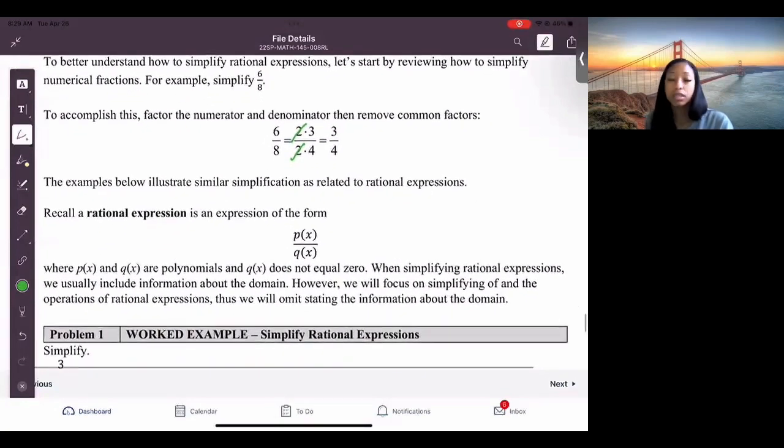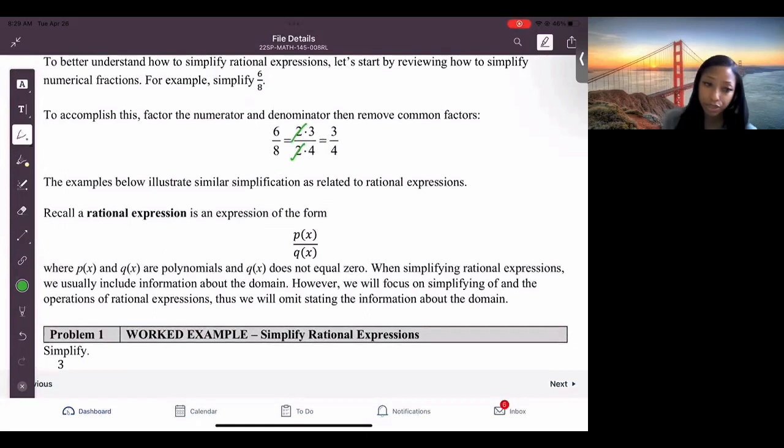Similarly, rational expressions are a polynomial divided by a polynomial. If we can factor our numerator and factor our denominator, and there is a common factor in our numerator and denominator, we can cancel it out just like we canceled out the 2's above. And that will help us simplify rational expressions.